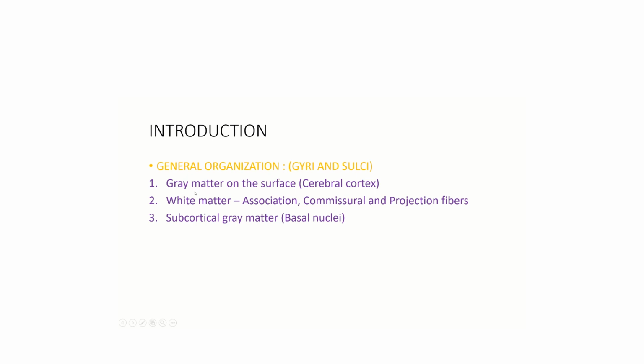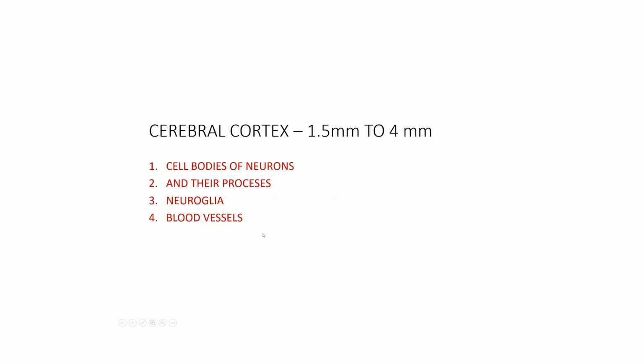General consideration. There is a superficial gray matter which is called as cerebral cortex. Then inner part is having white matter where there are association, commissural and projection fibers. And there is subcortical gray matter, example basal nuclei.